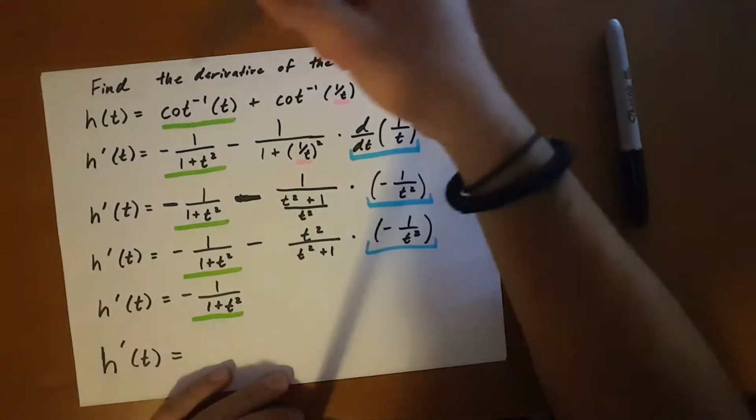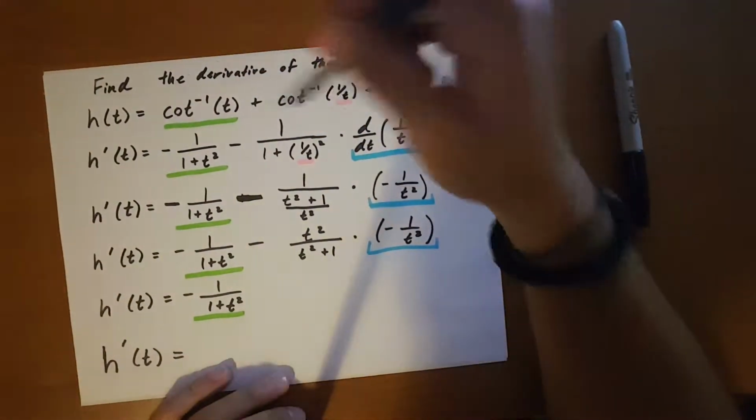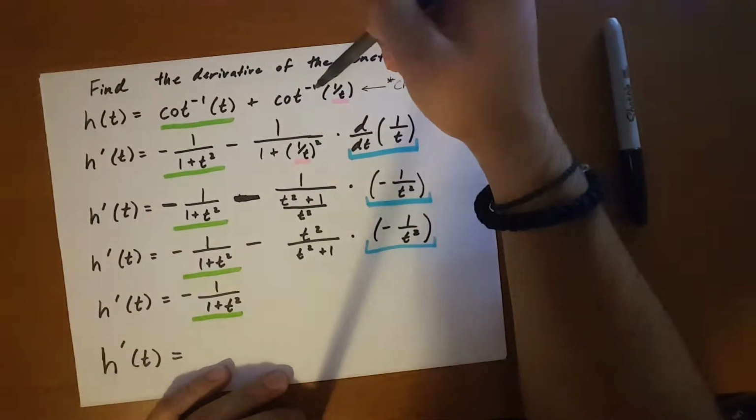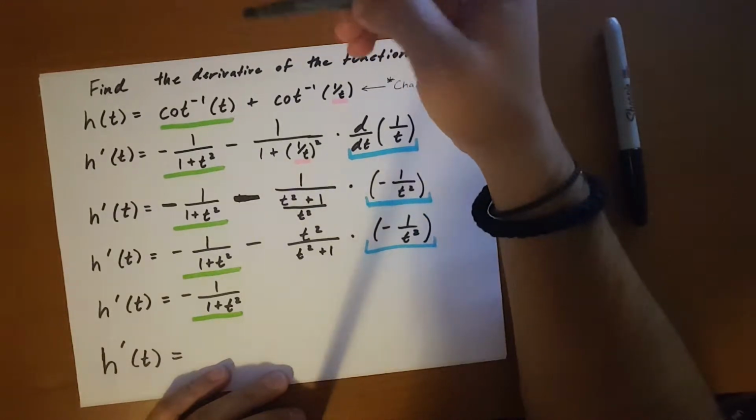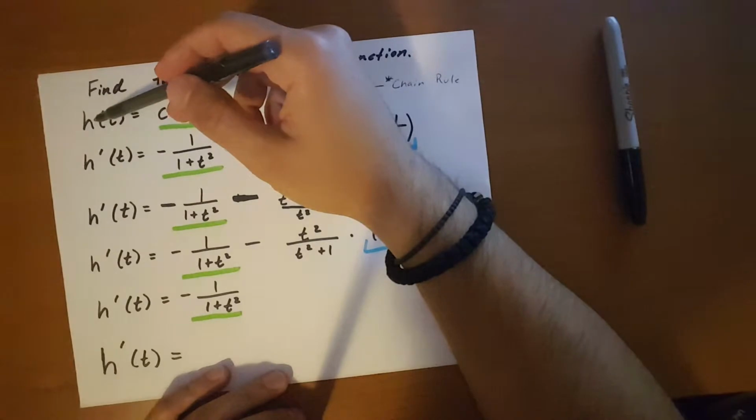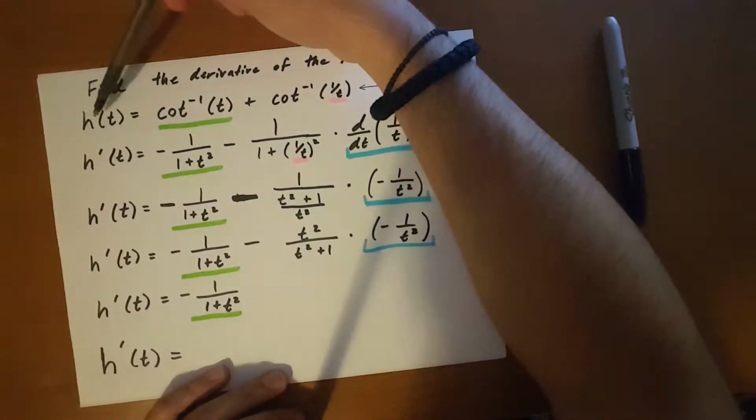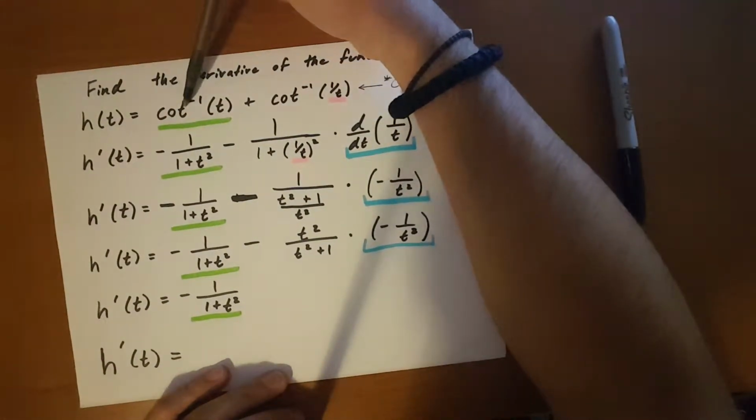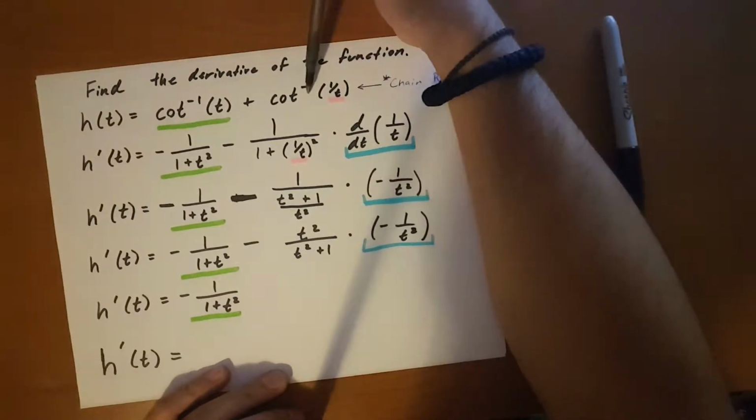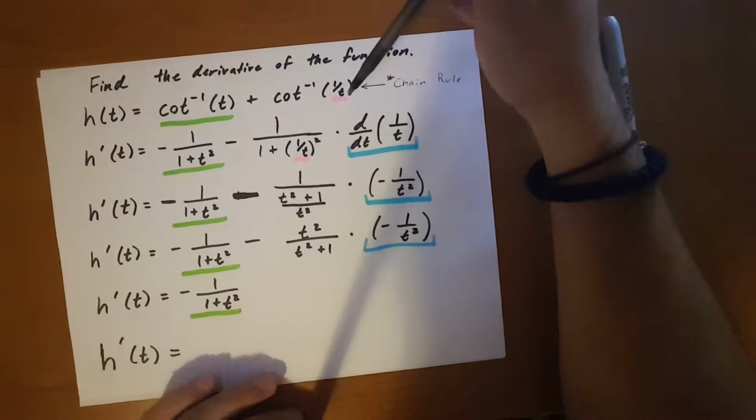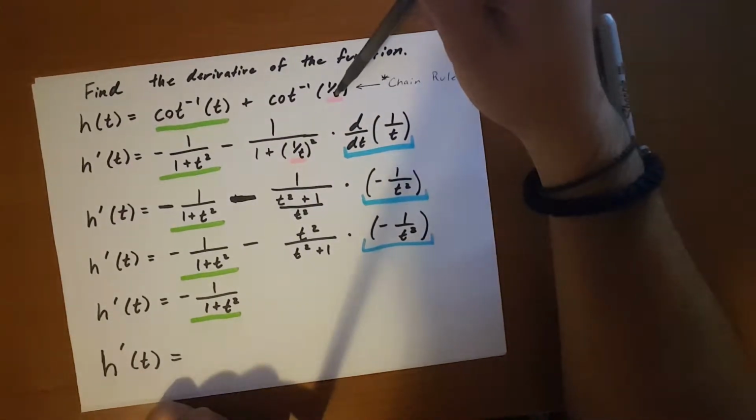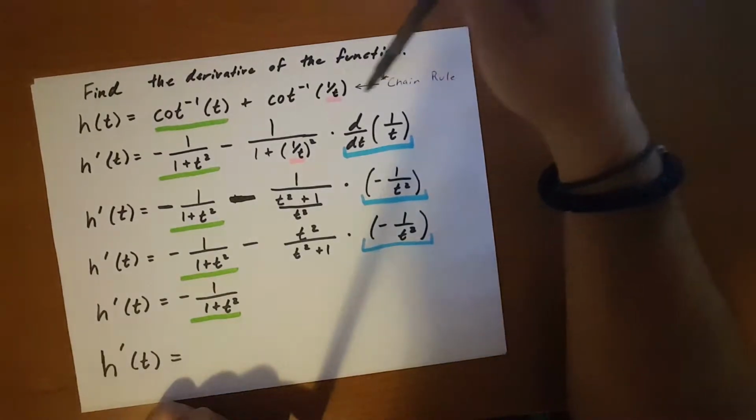The problem is we have to find the derivative of the function. And here I can see that I'm dealing with inverse trig functions. So our function h of t equals inverse cotangent of t plus inverse cotangent of 1 over t within parentheses. So here I can tell I'm going to have to do a chain rule.